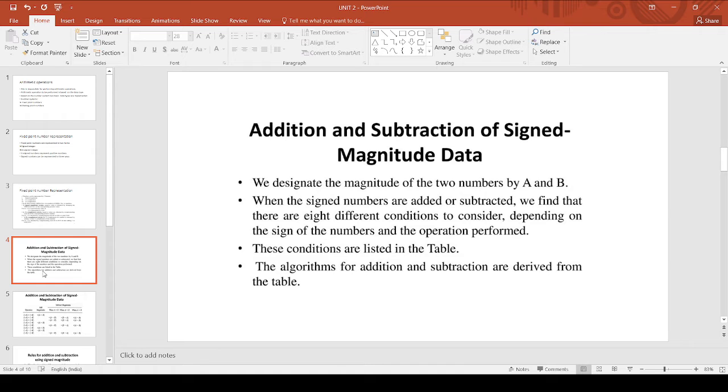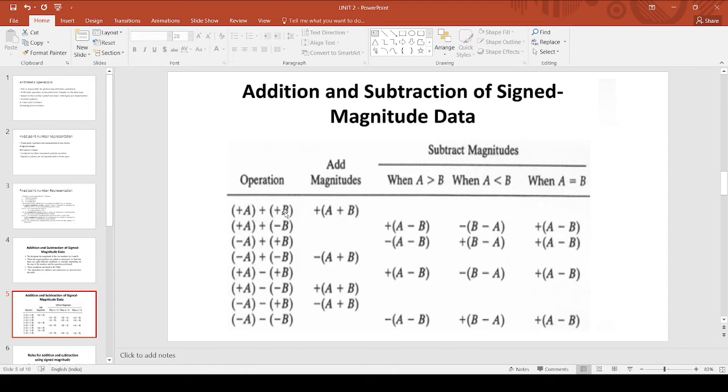Addition and subtraction of sign magnitude data. We designate the magnitude of two numbers by A and B. When the signed numbers are added or subtracted, there are 8 different conditions to consider, depending on the sign of the numbers and the operation performed. These conditions are listed in the table. If both numbers are positive, the two values are added and the result is positive. If one of the numbers is negative, the smaller number is subtracted from the larger number and the sign of the larger number is taken for the result. If both numbers are negative, the two values are added and the result is negative.